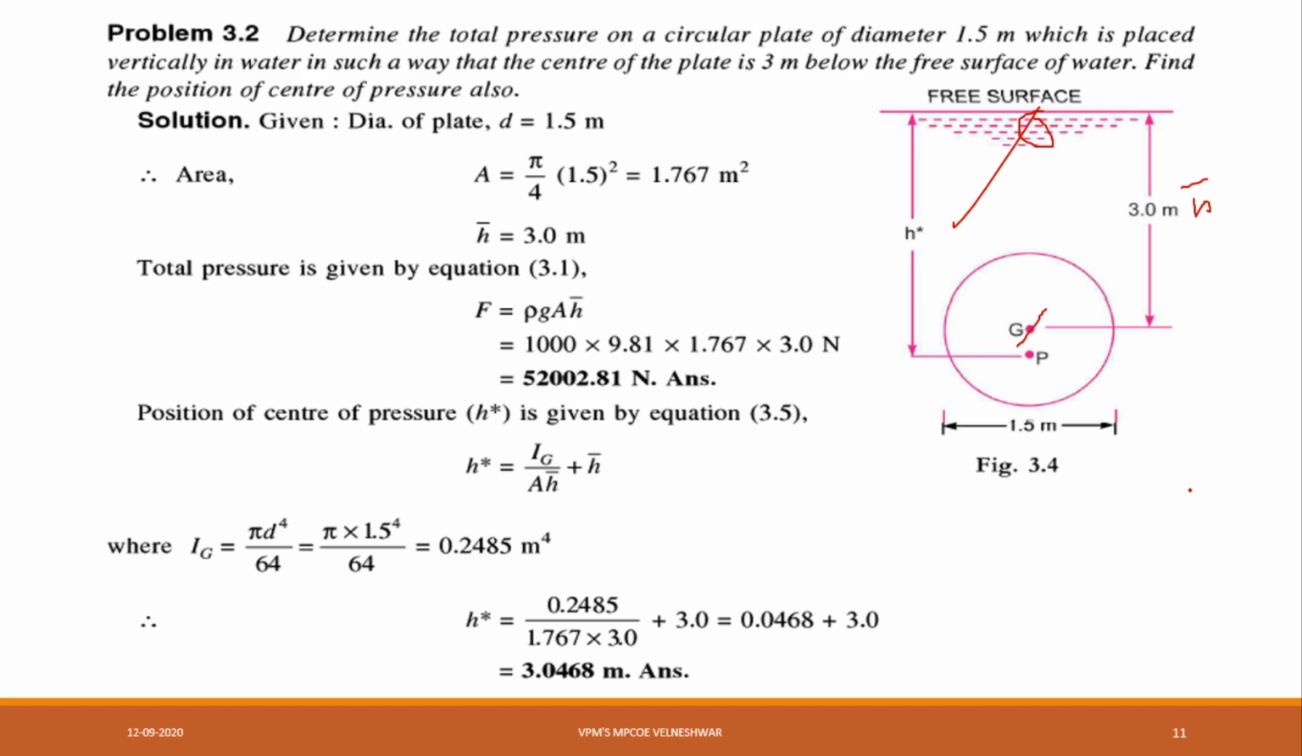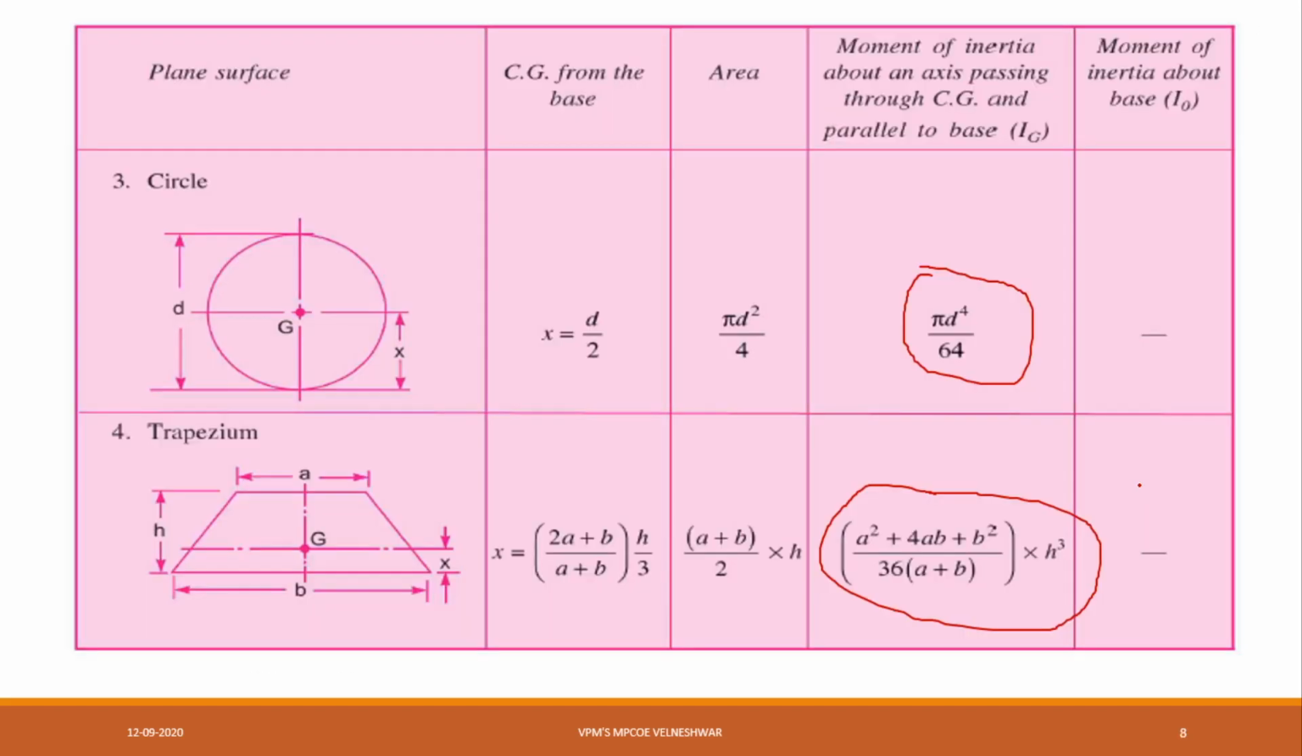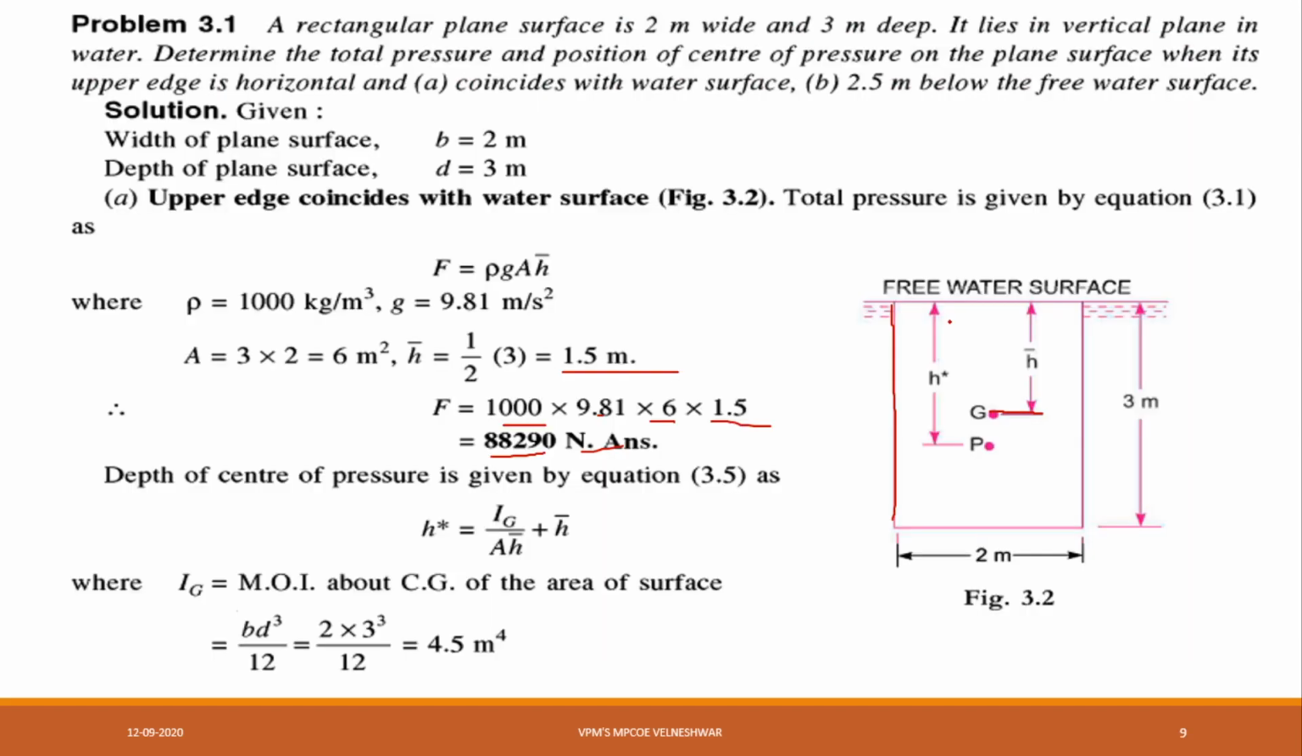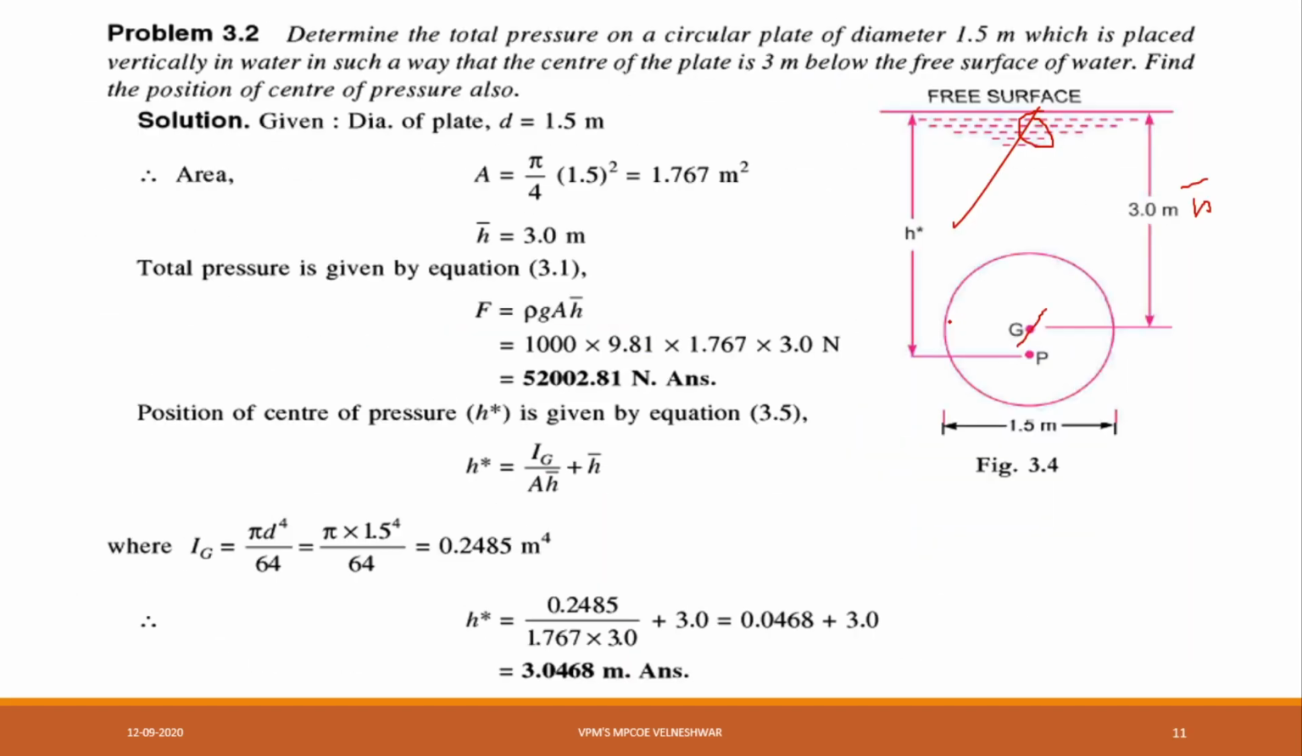Now what do we have to do? The position of center of pressure, that is h star. The h star formula is Ig divided by A h bar, plus h bar. Now see here, for a circular section what is the formula? Pi d power 4 by 64. Our diameter is 1.5, so pi into 1.5 power 4 divided by 64. Here I am getting the value as 0.2485 meter power 4. Now finally h star is equal to 0.2485 divided by 1.767, which is the area, into 3.0, which is the h bar value. By this calculation I am getting the h star value as 3.0468, almost nearer to the center of gravity.